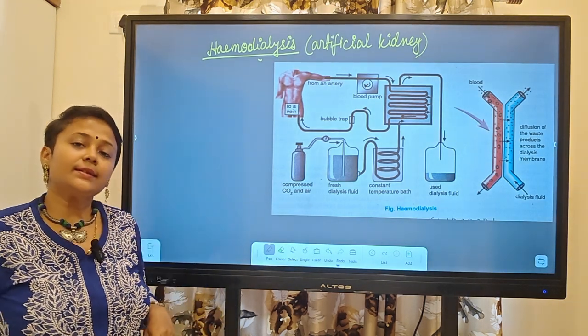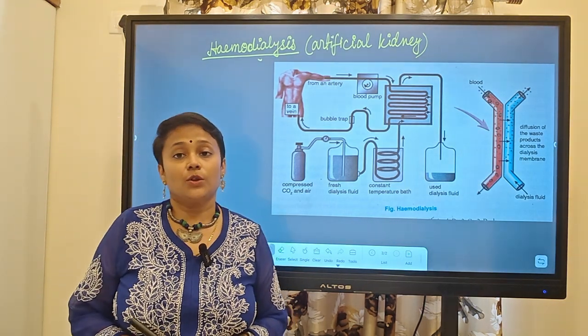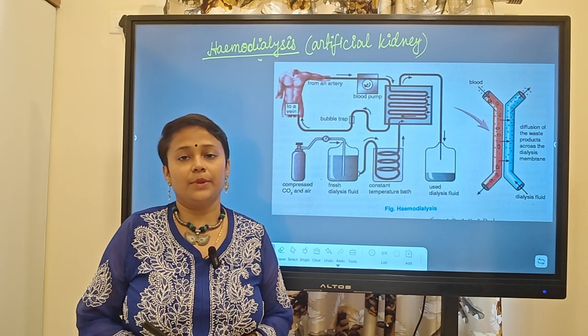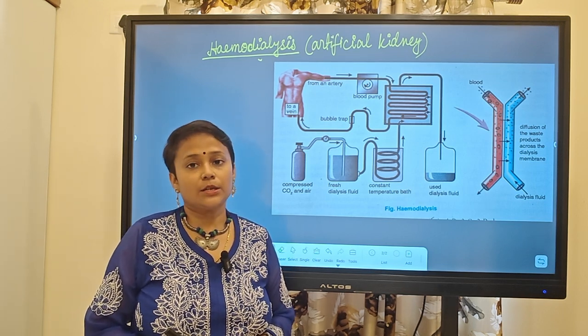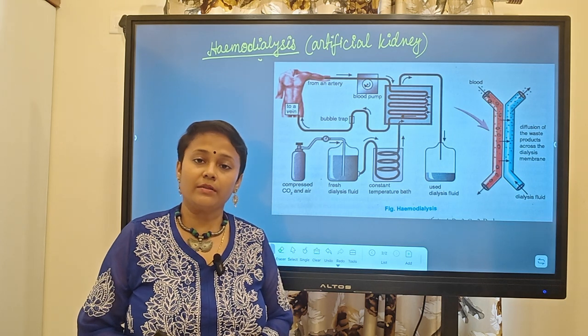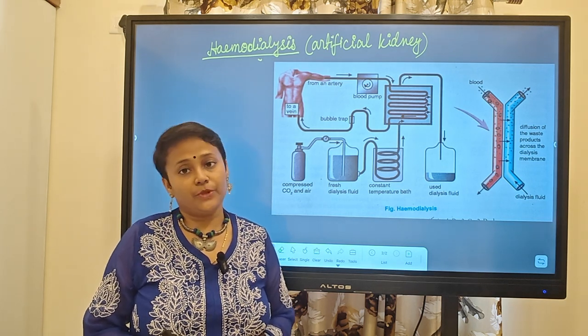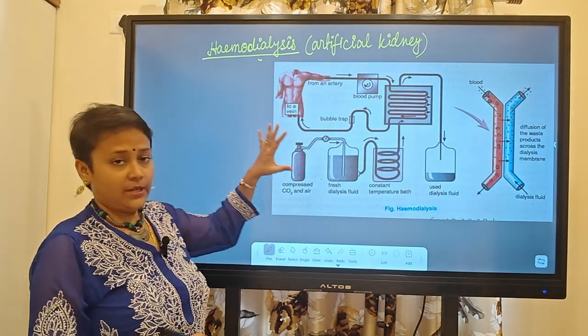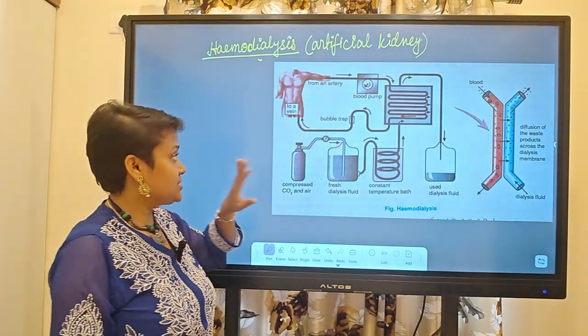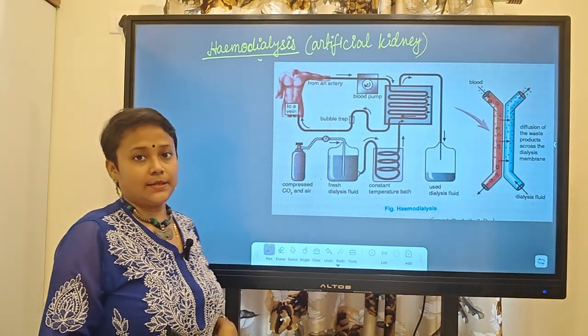Means when there is a kidney failure, the kidney is not able to filter the blood. At that time, artificially, we can filter the blood. Means we can separate the nitrogenous waste from the blood by hemodialysis. So how will it happen? If you see this picture, you can easily understand.